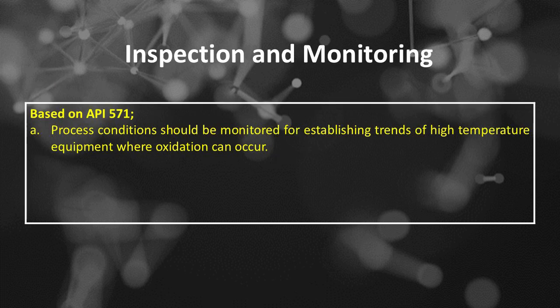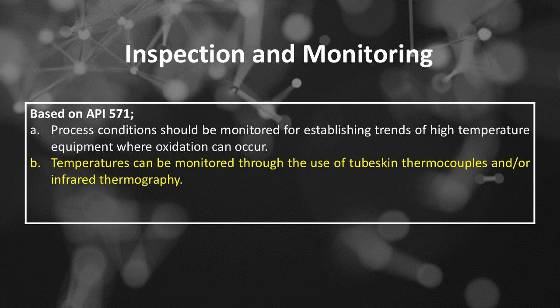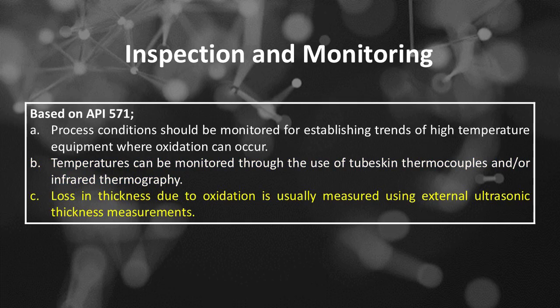Oxidation damage mechanisms. Inspection and monitoring. Based on API 571: Number A, process conditions should be monitored for establishing trends of high-temperature equipment where oxidation can occur. Number B, temperatures can be monitored through the use of tube skin thermocouples and/or infrared thermography. Number C, loss in thickness due to oxidation is usually measured using external ultrasonic thickness measurements.